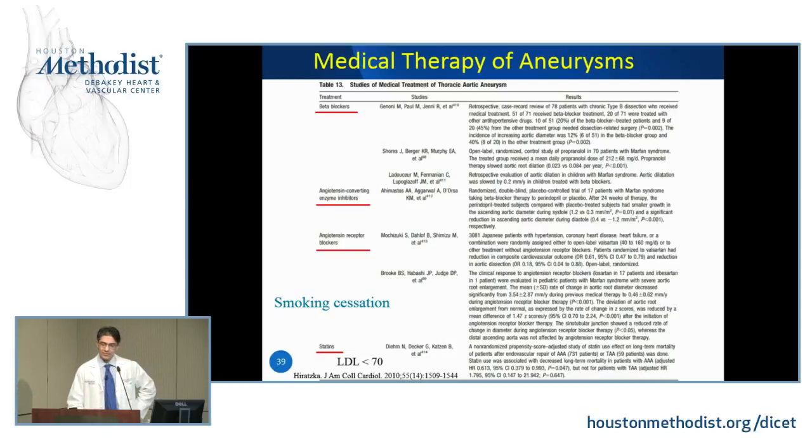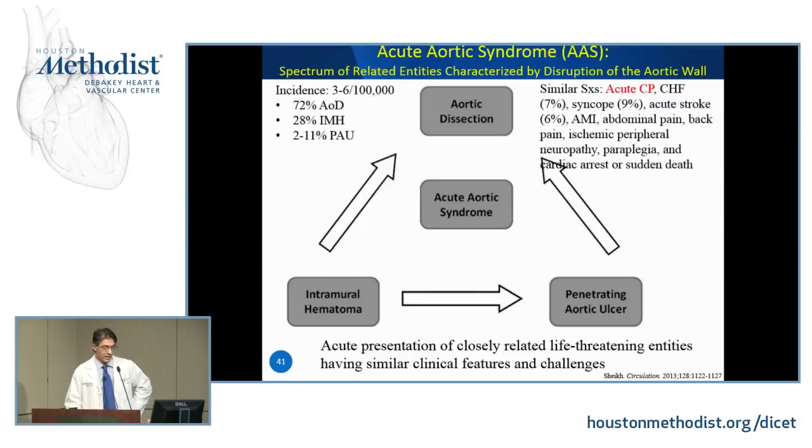Okay, not to mention, we should talk a little bit about it. When you have an aneurysm, please consider medical therapy. It's been studied. Risk factor modification, stop smoking, put them all on beta blockers, especially Marfan patients, ACE inhibitors, all been shown to prolong life and slow the growth of the aneurysm.